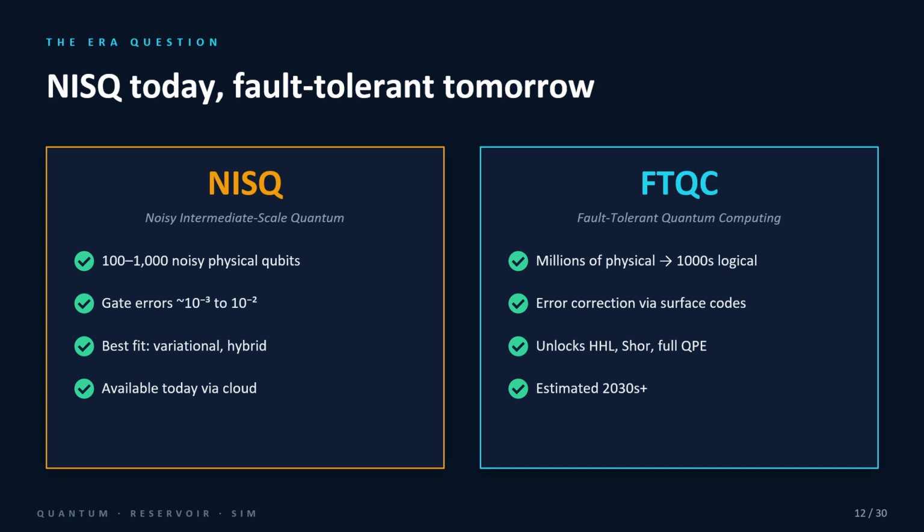Because of this, today's quantum algorithms often use hybrid methods. A classical computer performs part of the calculation, and a quantum processor performs selected operations, such as evaluating a quantum circuit or kernel. Fault-tolerant quantum computing is the future goal. In that era, quantum error correction will allow reliable long computations. This would unlock more powerful algorithms such as HHL, full quantum phase estimation, and large-scale quantum chemistry.